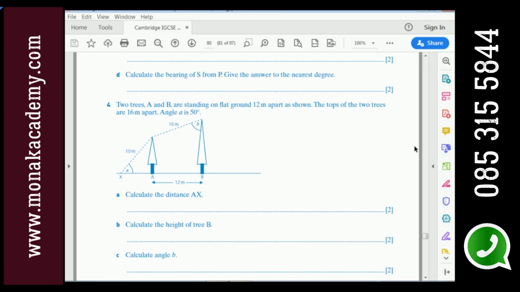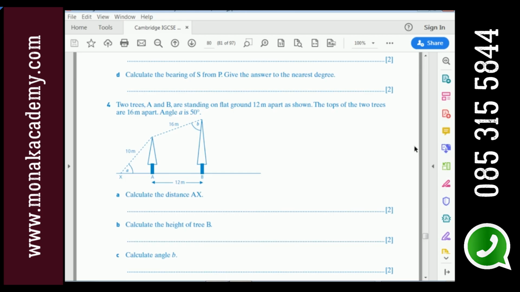Okay. Two trees, A and B, are standing on flat ground, 12 meters apart as shown. The tops of the trees are 16 meters apart at an angle A. Oh, okay, sorry. They're 16 meters apart, then that's N there. Then angle A is 50 degrees as shown there. Of course, it's not labeled, but you can see where angle A is, right? First of all, calculate the distance AX.